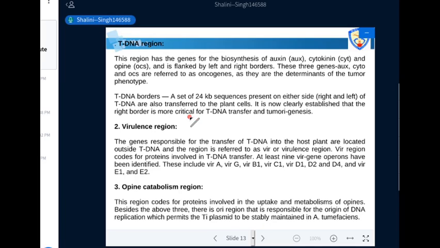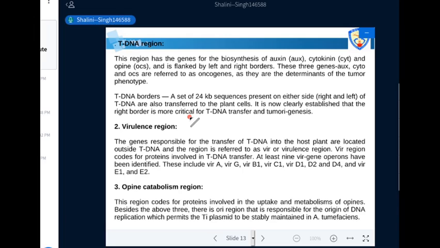The T-DNA region has the genes for the biosynthesis of auxin, cytokinin, and opines, and is flanked by the left and right border. These three genes, aux, cyt, and ocs, are referred to as oncogenes as they are the determinants of the tumor phenotype in the plants. T-DNA borders, that is a set of 24 bp sequences present on either side, right and left side of the T-DNA, are also transferred to the plant cell. It is now clearly established that the right border is more critical to DNA transfer and tumorigenesis.